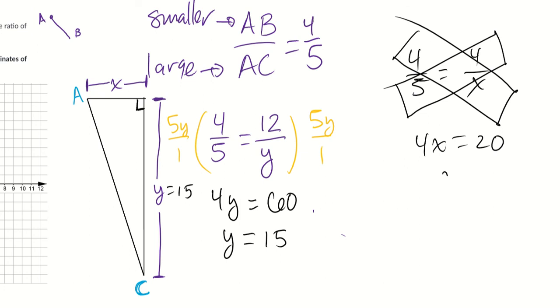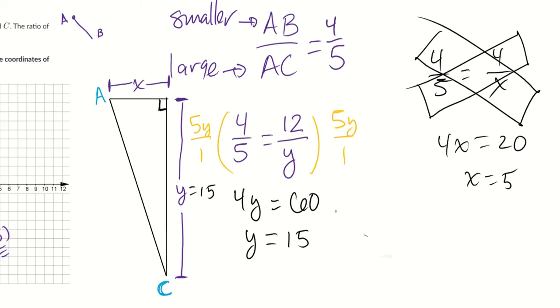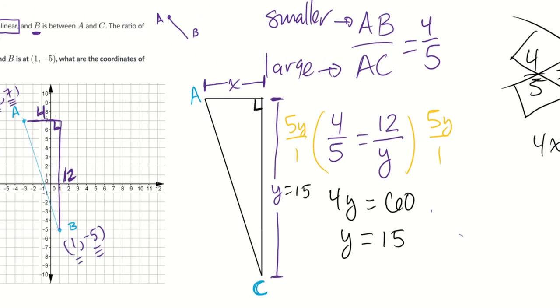4x is 20, x has to be 5. So I know that this change here along x has to equal 5 units. So these two are the important values. I was going over 4, but now I actually need to go over 5. I was going down 12, but I actually need to go down 15 to figure out where C is.